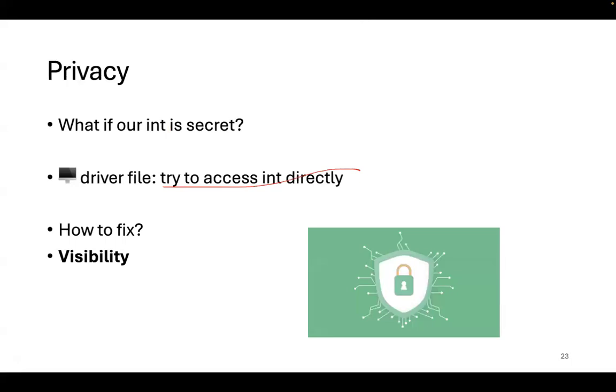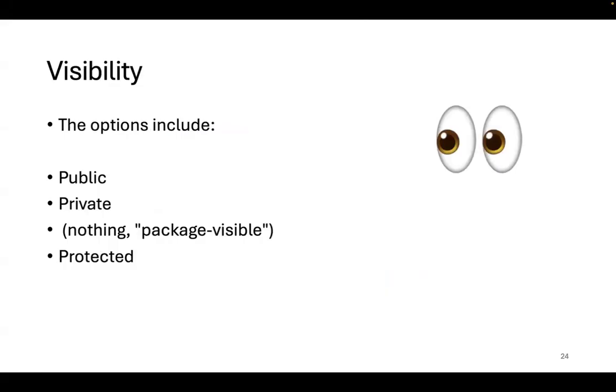Okay. We talked about visibility, which is public. So anyone in any file, any folder can access this and see it directly. Private means no one outside of my file can see or access it directly. If we don't have anything, then that's package visible. So only the things in this folder can see it. And then protected, we'll talk about later. So protected is package visible plus. So we'll talk about the plus later.